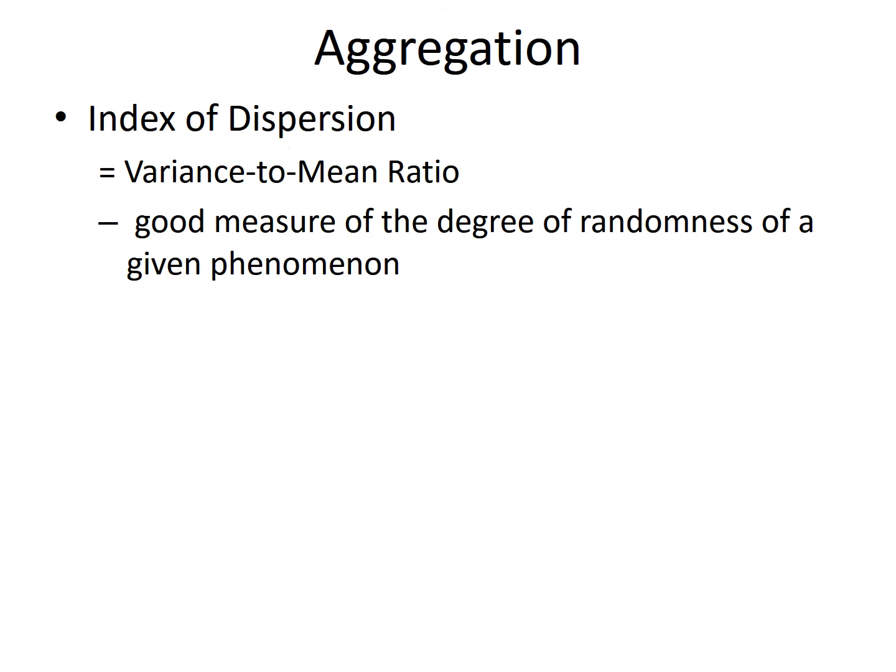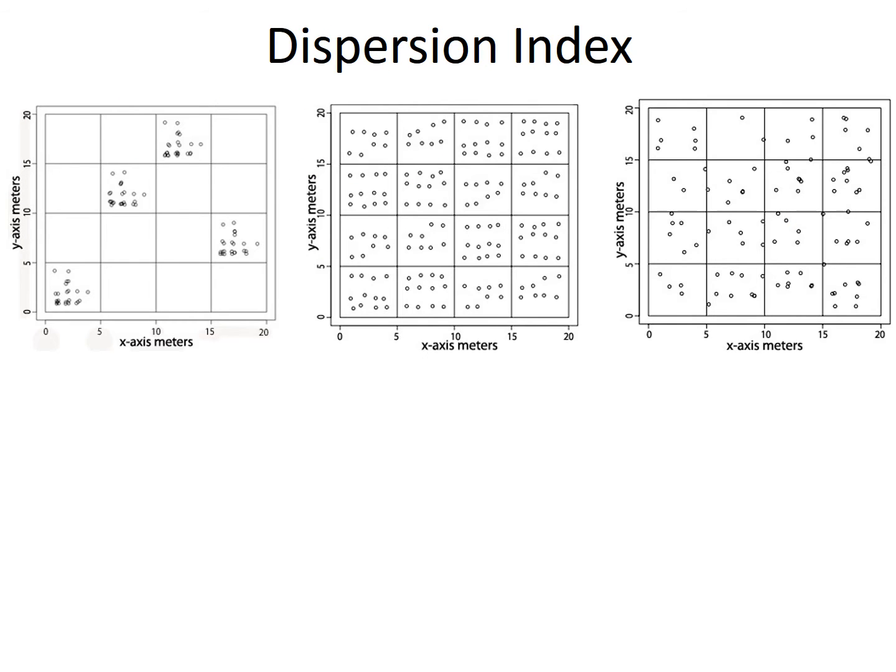Now there are various ways that one could quantify this, and one of the simplest and oldest ways is an index of dispersion, which is also more descriptively called the variance to mean ratio. And this is a good measure of the degree of randomness in any given phenomenon, and we can use it to describe the randomness of the association of plants of different species. So this is a nice way to represent it, I think.